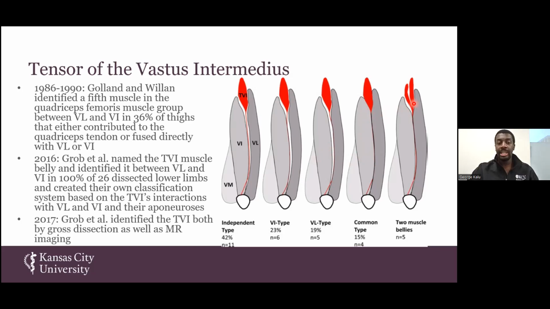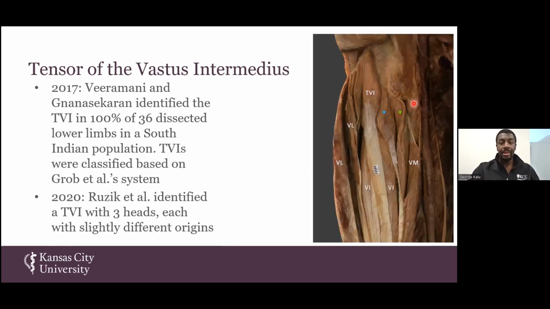And then the following year, his group was able to identify the TVI both by gross dissection and via MRI. That same year, a group by Viramani and Nanasekaran were able to identify the TVI in all 36 of the lower limbs that they dissected in a South Indian population. And they used the classification system created by Grob in order to help identify and classify the muscles that they were able to see.